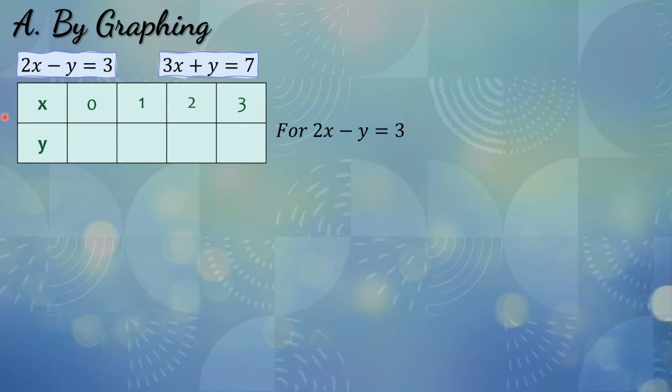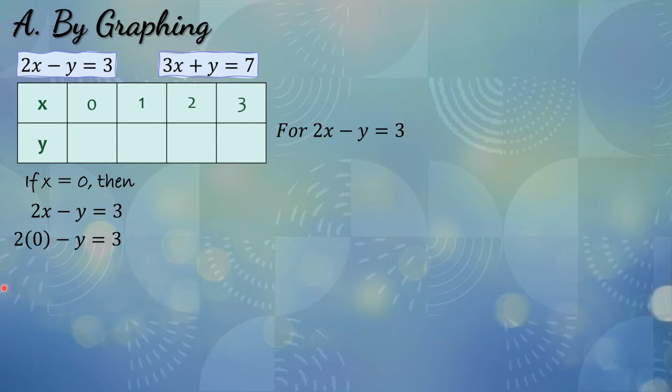So, paano natin hahanapin ang values of y, coordinates? Ang gagawin lang natin is to substitute the values of x in the given equation for us to find the value of y. So, dun muna tayo sa x coordinate which is 0. So, if x is equal to 0, then 2x minus y is equal to 3. Let us substitute the value of 0 to the variable x. So this will be 2 times 0 minus y is equal to 3.